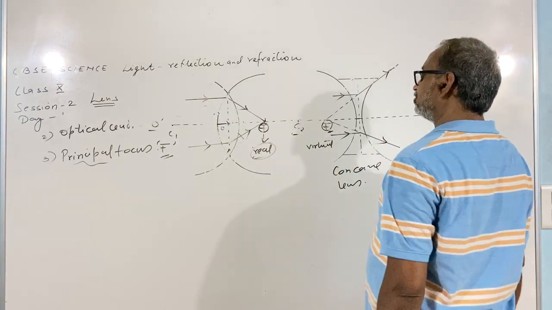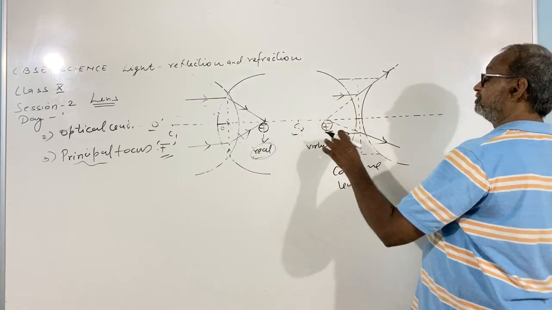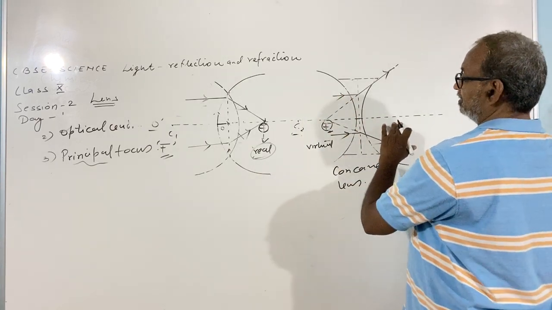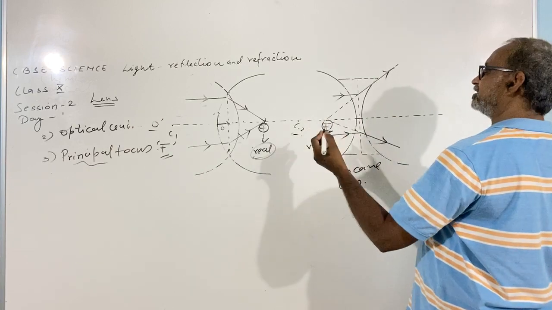So this point is a real point, and in case of concave lens, the rays of the light do not diverge from this point. They appear to be diverging.